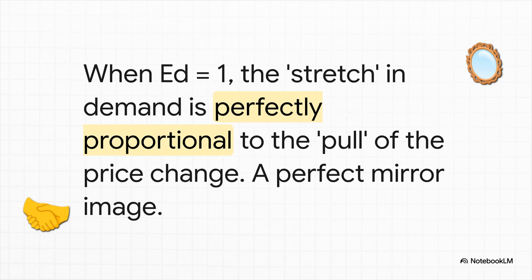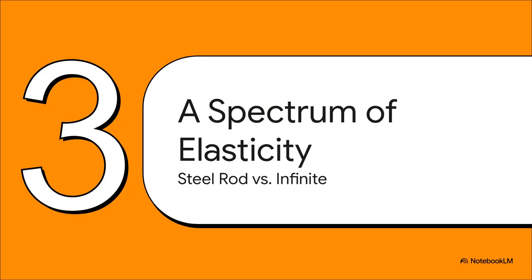But I gotta tell you, this kind of perfect balance, it's pretty rare in the real world. You see, in the real world, elasticity is more like a whole spectrum. On one end, you've got demand that's as rigid as a steel rod. It just won't bend. And on the other extreme, you have demand that can stretch out almost infinitely. And of course, most products you can think of fall somewhere in between.